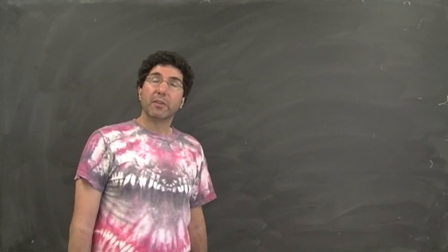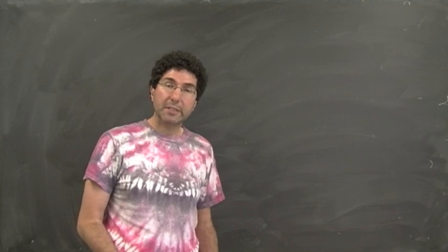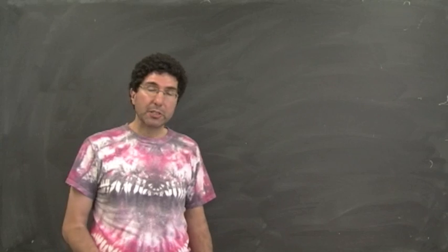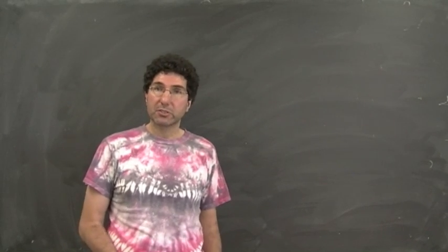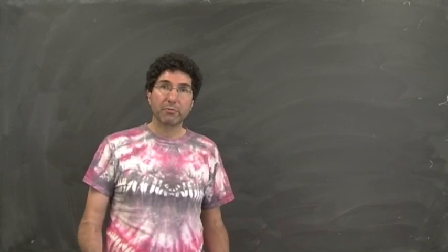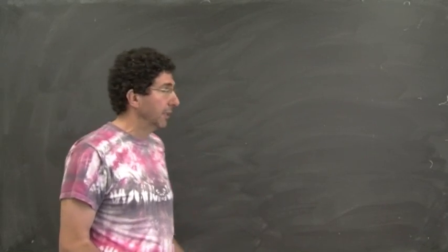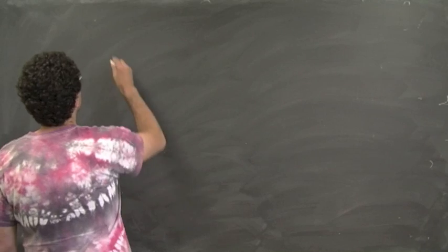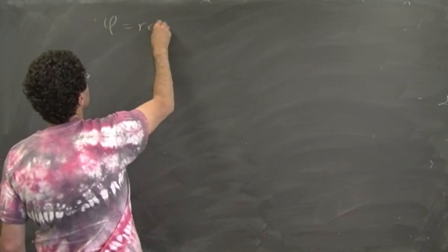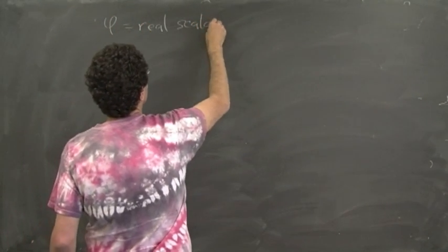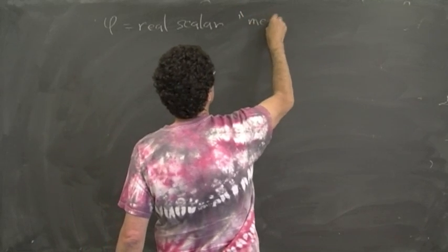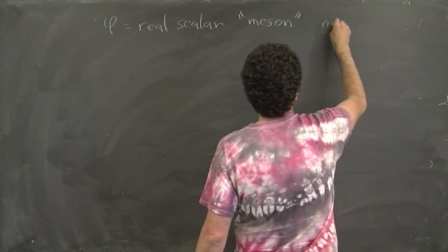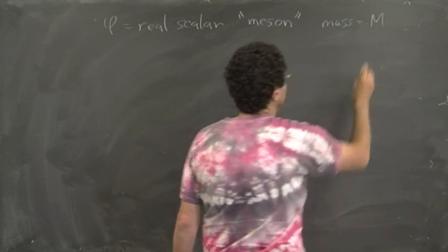So let's compute something. And to compute something, we need to have a theory. We need a model, okay? This is a toy model. It's not describing the real world, but it's a simple model that will allow us to do our first real calculation, okay? And we'll make it a little bit interesting, hopefully. So we'll have a real scalar field, which we'll call a meson, to make this thing sound like it's actually particle physics, okay? And it'll have a mass that we'll call capital M, okay?